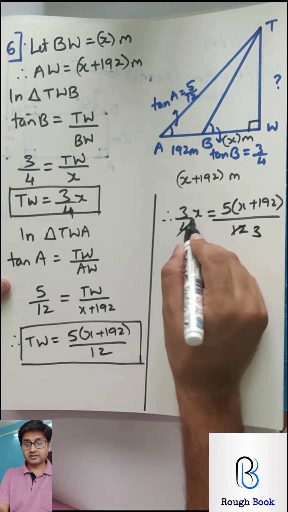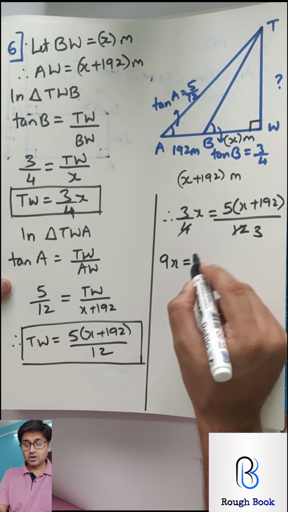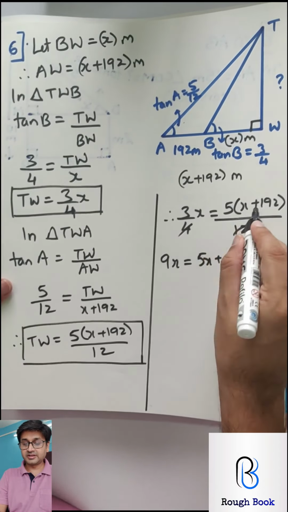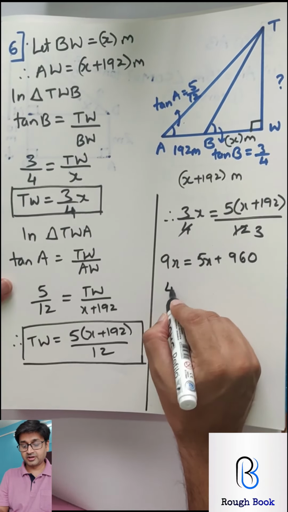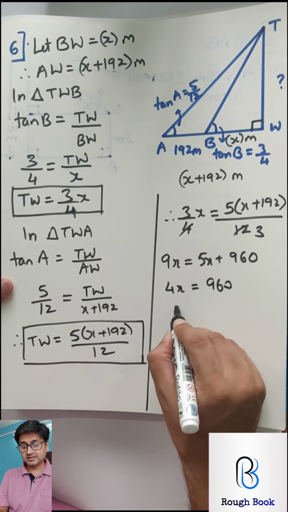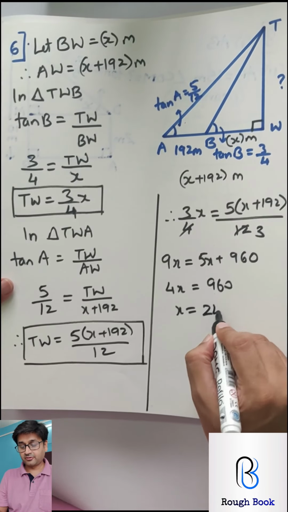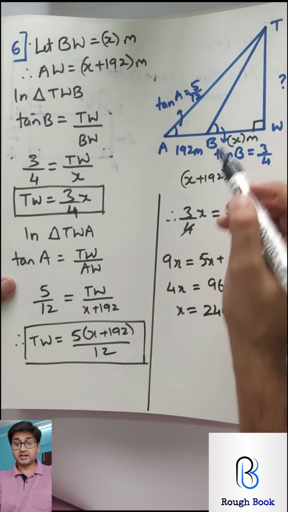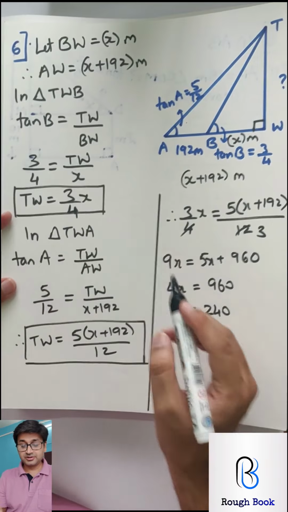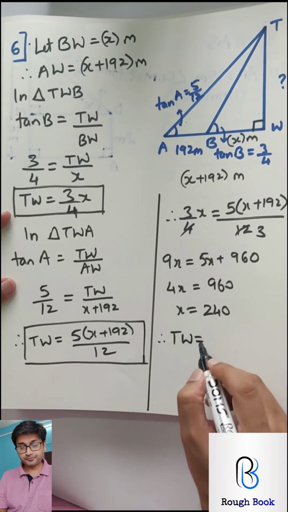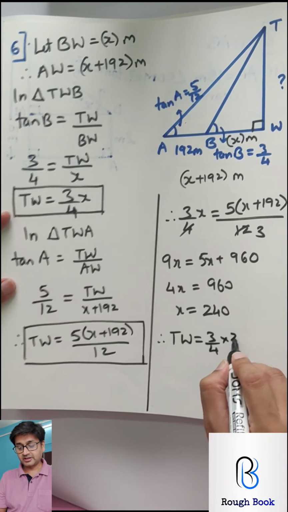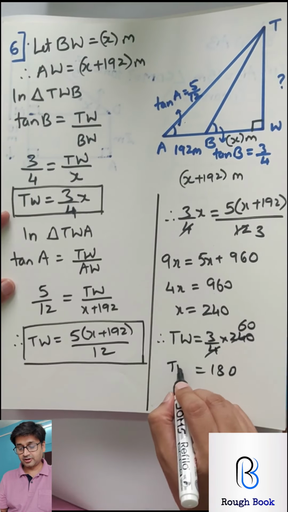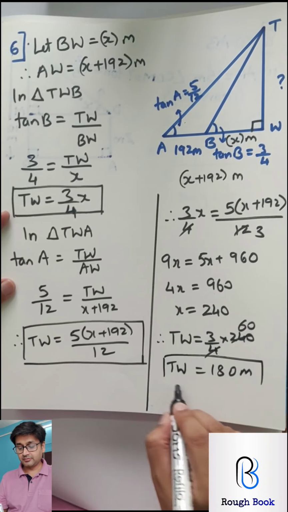4 ones are 4, 4 threes are 3 going on the other side, so 9x. Opening, 5x, 5 twos are 10, 45, so 46, 5 plus 4, 960. This comes here, I get 4x equals 960, so 4 twos are 8, 4 fours are 240. I managed to get x. x is not my answer. I need TW. TW is here, so you say therefore TW is 3 by 4 of x, which is 240, so 60, and I will get TW straight away now as 180 meters.